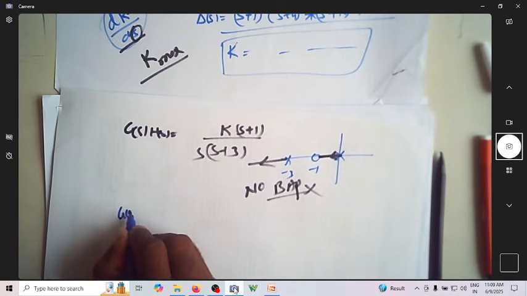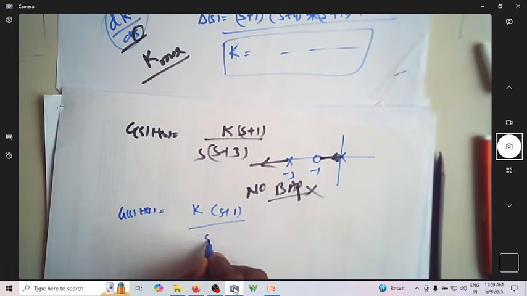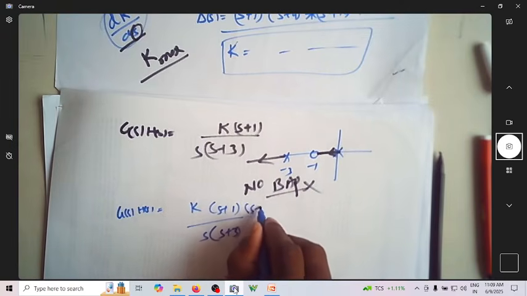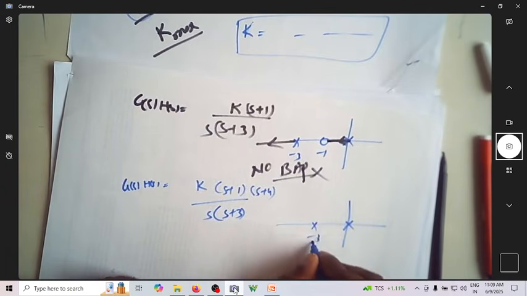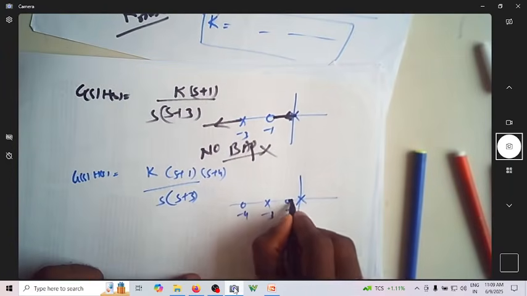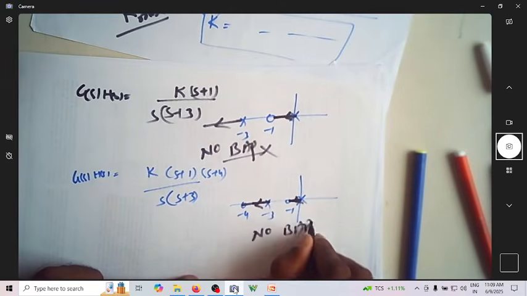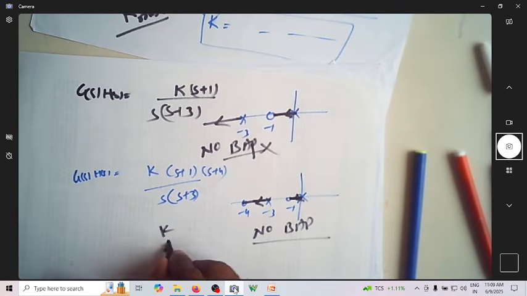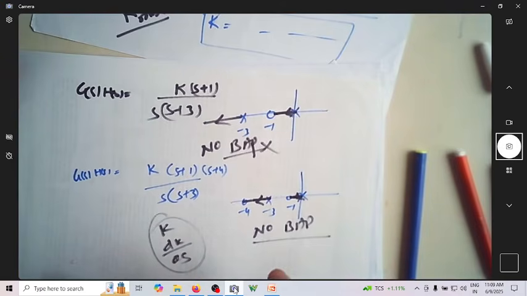Suppose we have G(s)H(s) equal to K into (s plus 1) by s square or s into (s plus 3) and (s plus 4). Let us see where the poles and zeros are. This is minus 3, this is minus 1, this is minus 4. Here you can see this is where the root locus exists. It goes here, goes here. So no BAP is required. There is no point in finding the value and then dK by ds, and you're not supposed to find a breakup point at all.